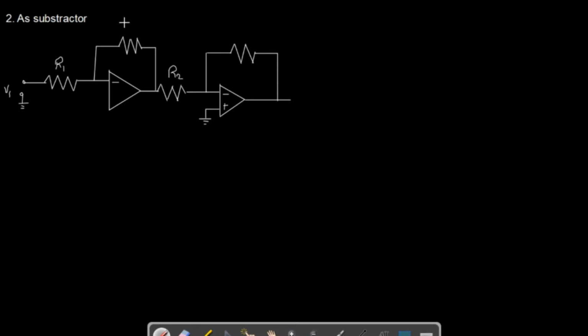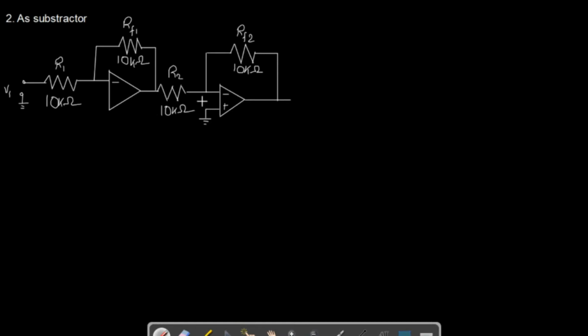I will give some values to it. This is RF1 and this is RF2, and let's say this is 10 kilo, and this is also 10 kilo, and this is also, let's say, 10 kilo. So we are just putting the values as 10 kilo ohm for all of them. This is 10 kilo ohm.